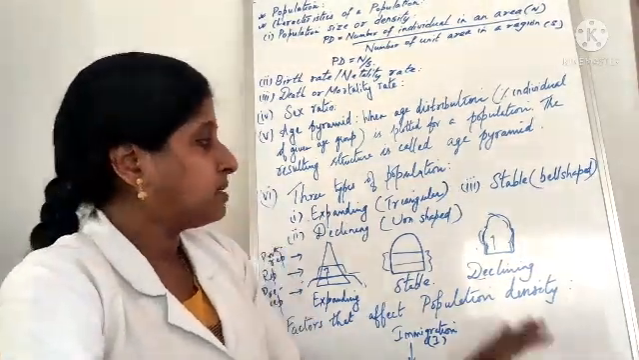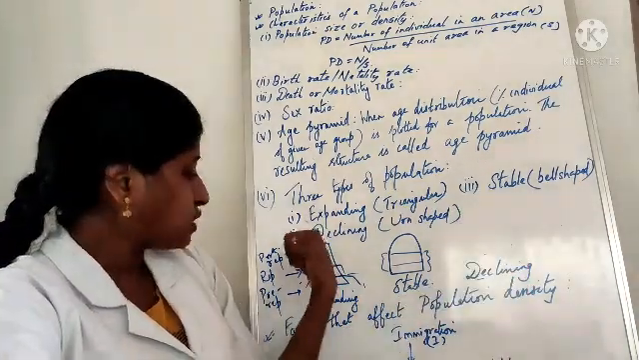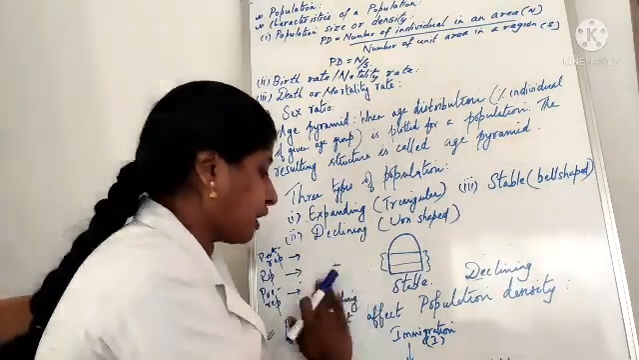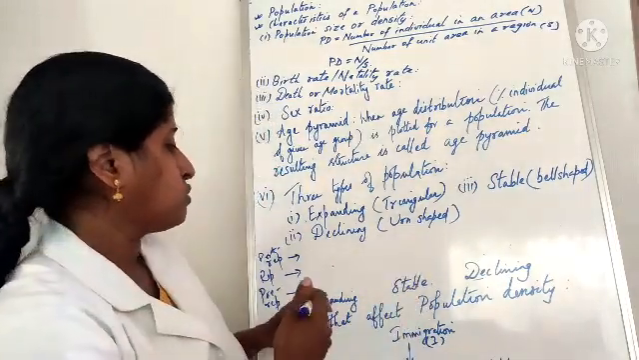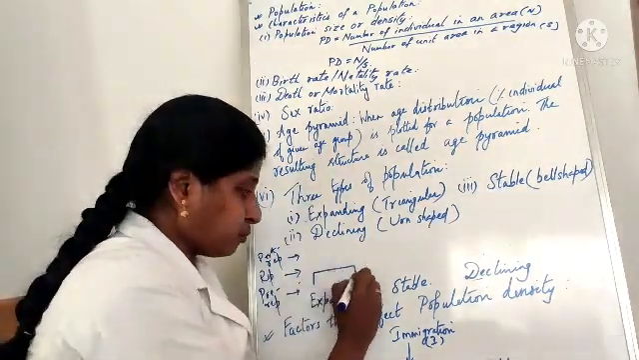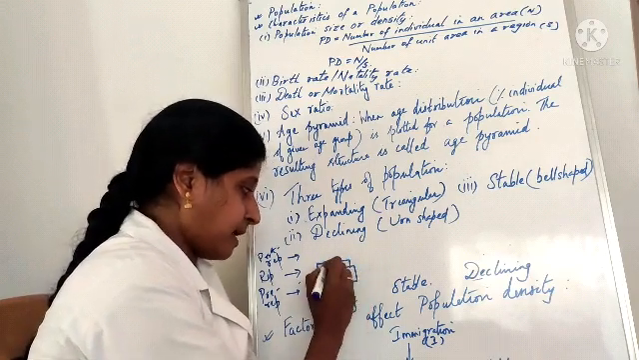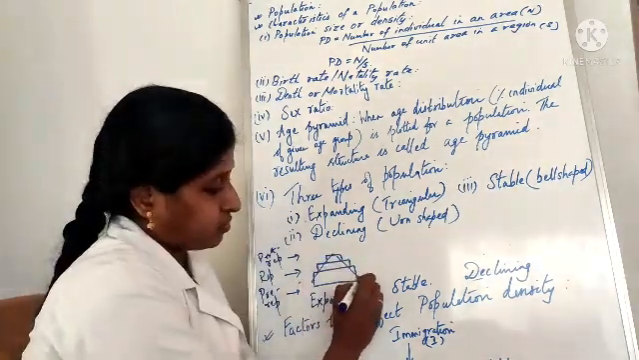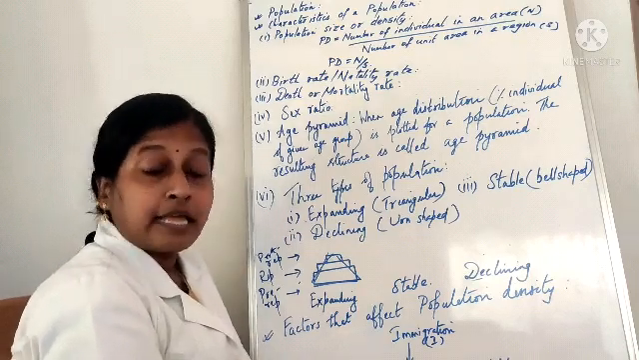So what is the difference between expanding, stable and declining population? Listen students, in the case of an expanding population, you can find that we are getting a triangular shape. Okay. So this is what an expanding population is. The pre-reproductive group is more in number. The reproductive group is a bit less than that and the post-reproductive group is much less. So I am getting a triangular structure like this. This sort of age pyramid we call expanding. It is seen in developing countries.